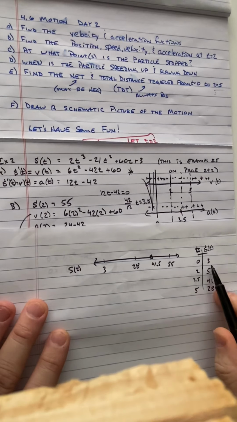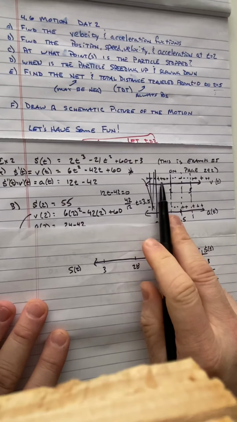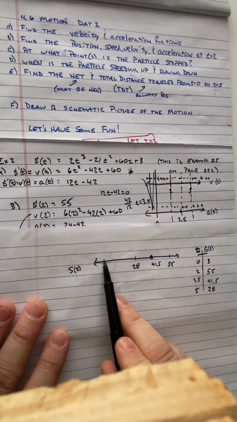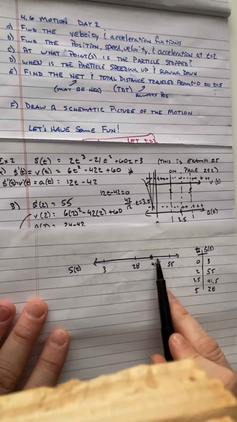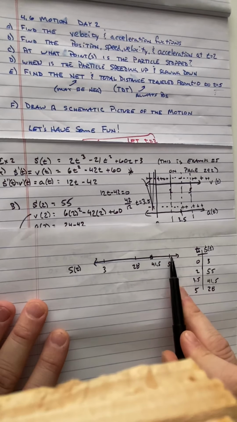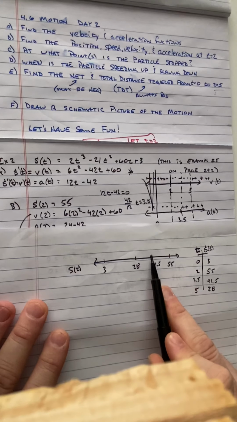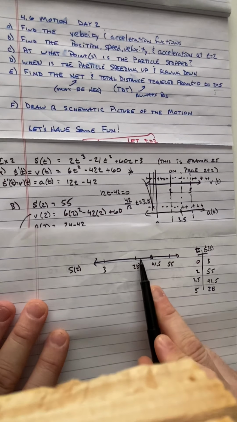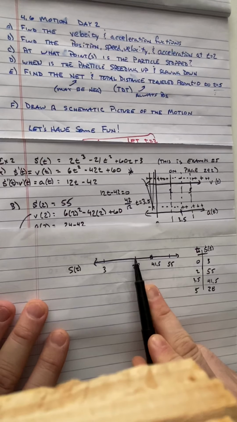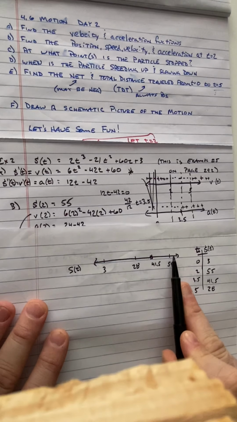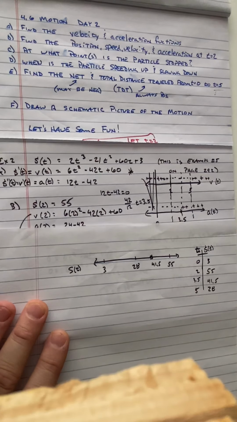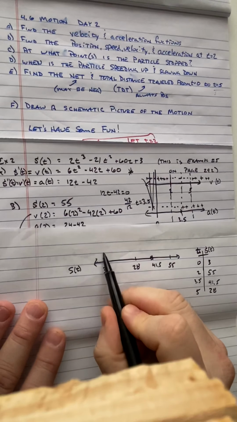At t equals 0, we start at 3. Again, by looking at the velocity, we start at 3, we go all the way down to 55, then we backtrack to 41.5, and then keep going all the way back to 28 before we change the direction after 5 seconds and head back this way. If we put them all on this one-dimensional number line, we wouldn't be able to see the overlappage in the distance traveled. So we hover up above and we plot our points.